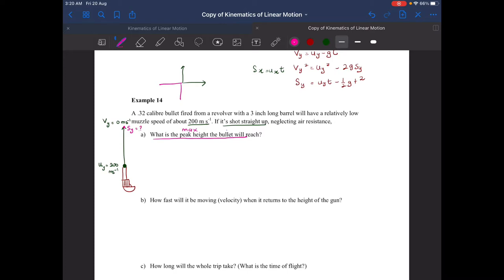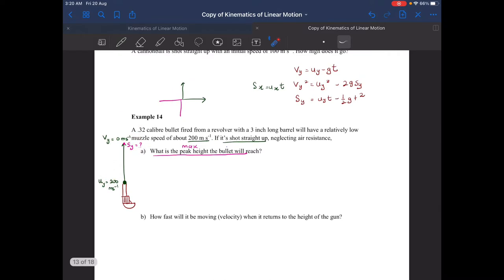Right, so we have V, we have U, and we want to find SY. This is the equation that we discussed before. This is for the X component, this is for the Y component. We do not have time, so we delete the equations that use time. I think we are left with this one. So you use the formula VY squared equals UY squared minus 2G SY.